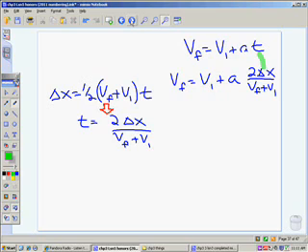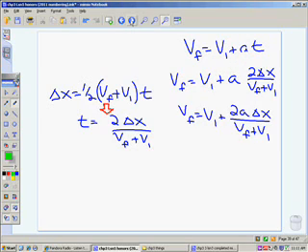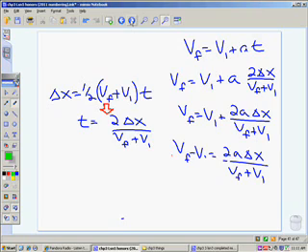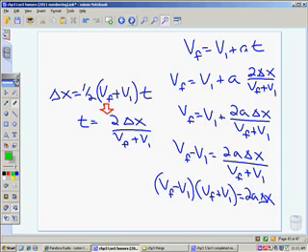And now I'm going to move the a to be on the top of the fraction. And we get this. Next, I'm going to move the vi to the other side by subtracting. And then I'm going to get rid of this fraction, and I do that by multiplying both sides by vf plus vi. And I get this.